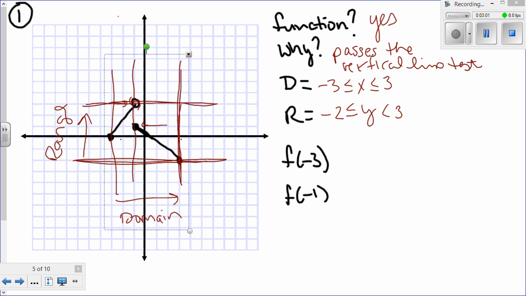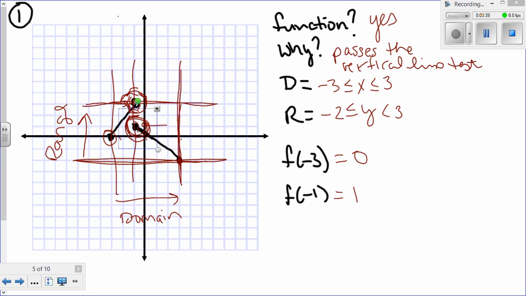F of -3, well, where is -3? 1, 2, 3 is here. What is the y value for that point? Well, that y value is 0. And then f of -1, go to where x is -1. It appears that I have two values, but in reality I only have one value because this top one cannot be equal to. If it cannot be equal to, then it's not included. So I'm only looking at this point down here, and my y value on that point is +1.